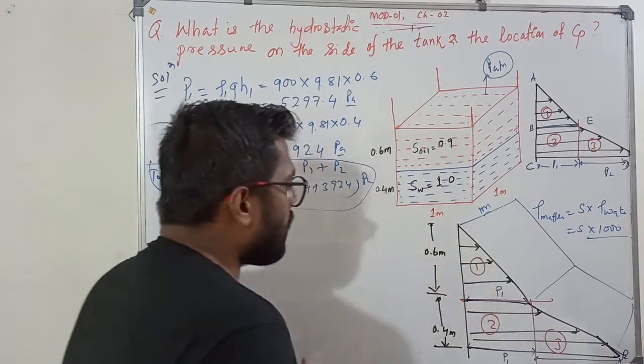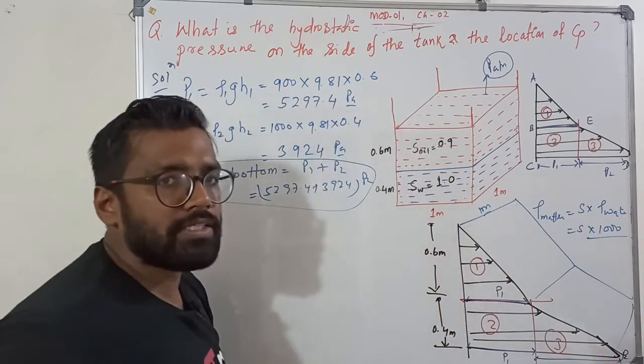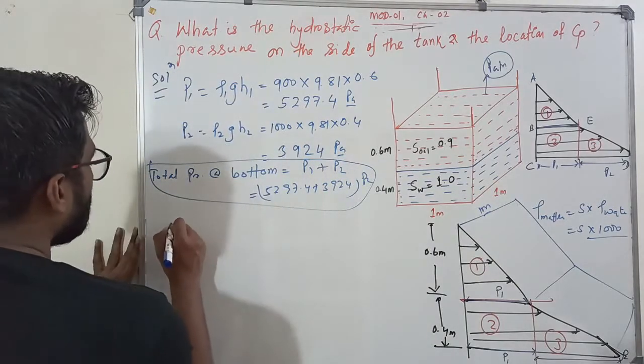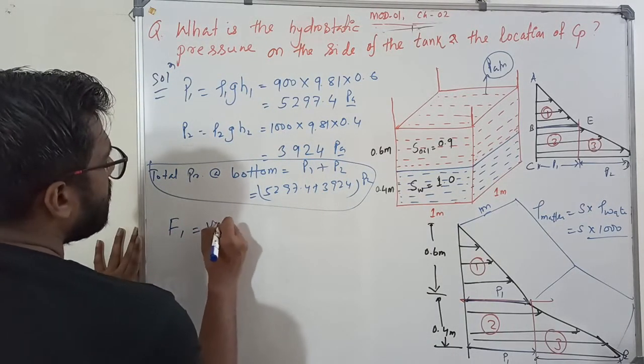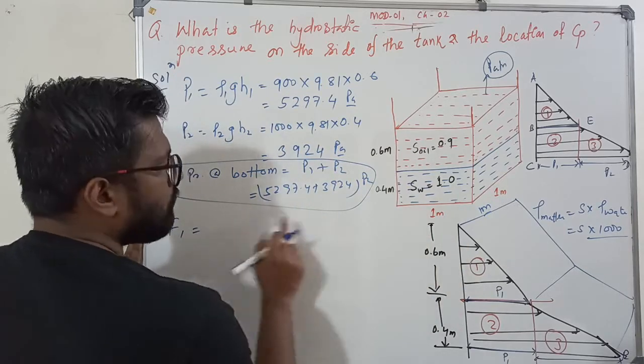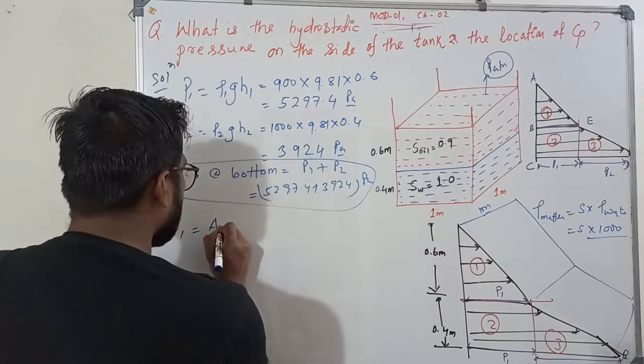So now let us calculate. This is my F1. The force acting here is F2. The force acting here is F3. So we need F1, F2 and F3. Okay, so calculate F1. Sir, F1 is the volume of this triangle. What is volume? Area into length. That is A1 into length.